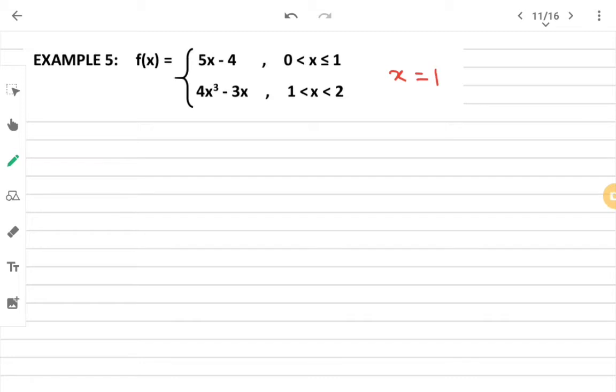And which equation is for less than 1? Either this one or this one. Yes, x is less than 1 is given over here. So this equation we have to take for the LHL, that is the left hand limit. And this equation we have to take for the right hand limit, RHL. Okay, fine. Now I'm going to do it for the left hand limit.